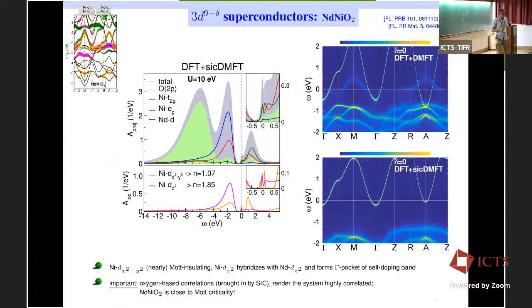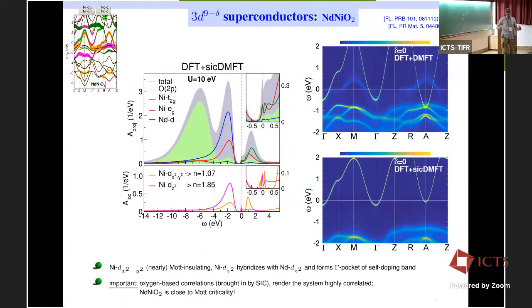Okay, and let's now discuss a bit the physics that we get out of this. What we see at stoichiometry for this neodymium nickel O2, using this SIC plus DMFT, so with the self-interaction correction on oxygen and the full DMFT, is that the system is very strongly correlated, meaning that the x squared minus y squared orbital has already gone to the Hubbard bands, as we talked about.